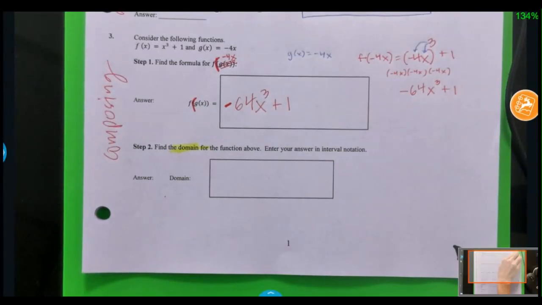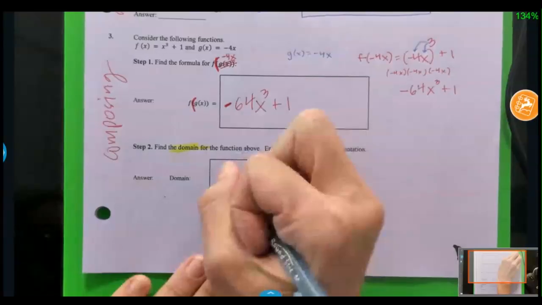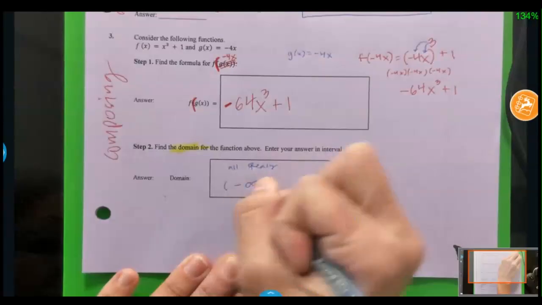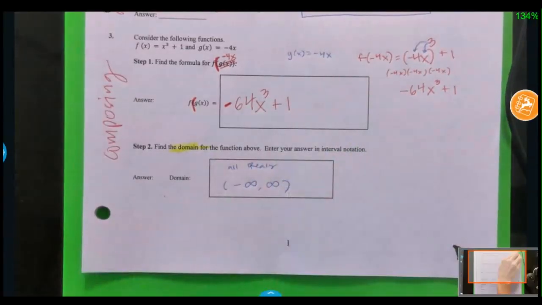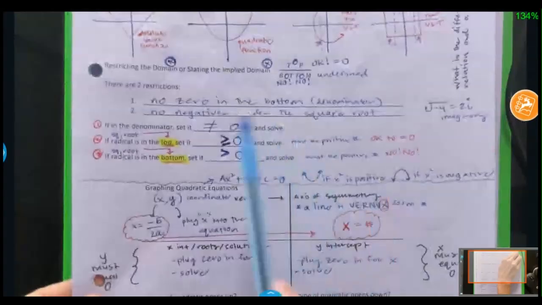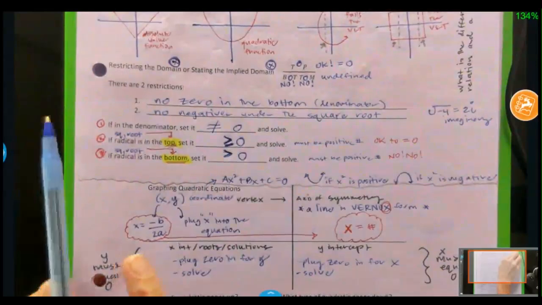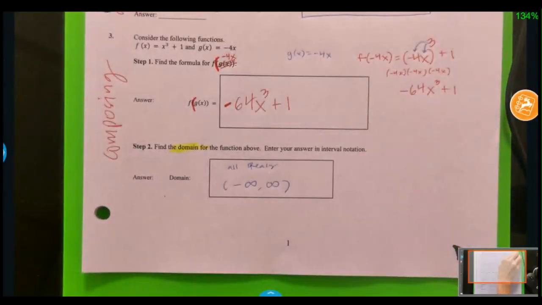No. So if there are no restrictions in the universe to this problem, what do you say your domain is? All real numbers. Okay, that's one option. All reals. And as an interval, it would be negative infinity to positive infinity. You can get that answer by looking at your restrictions from the first day we took notes. We don't have any restrictions. If the restrictions do not apply to your problem, then it's either all reals or negative infinity to positive infinity. Wait, don't turn the page yet. I'm not finished on this one.